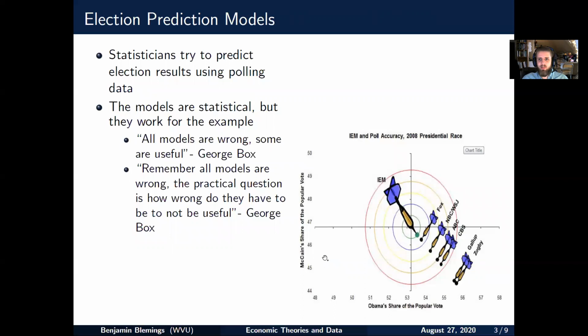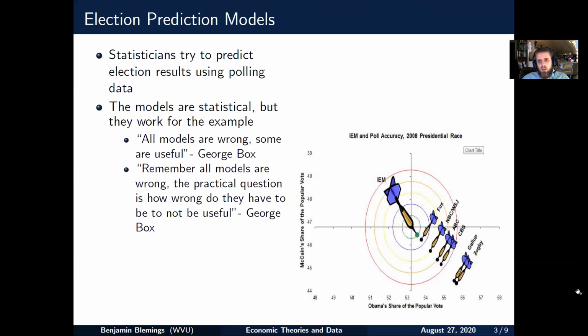which is of pretty big importance this year. And so statisticians try to predict election results using polling data. And that's what this picture is over here on the right side. It's a number of different models that use polling data. Like this would be the CBS model, and this would be the Fox News model, and this would be some other polling models, asking how close can they get to actually predicting the election results.